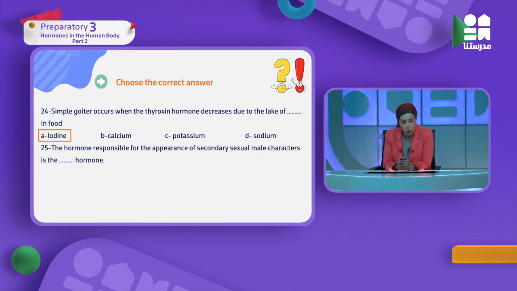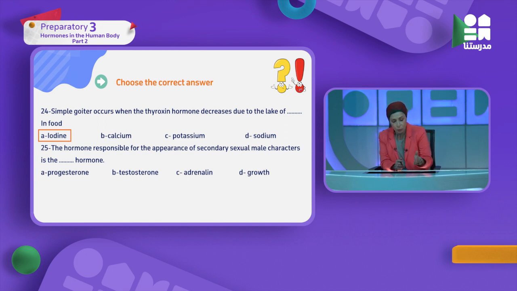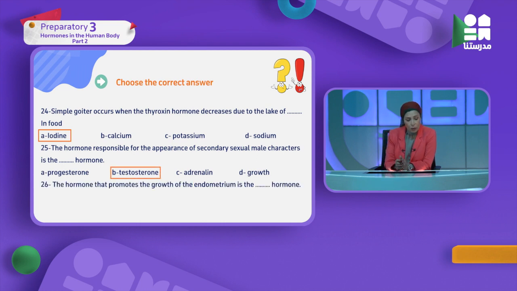The hormone that is responsible for the appearance of secondary sexual male characters is which hormone? Of course here, sexual male characters, my mind goes right away to the reproductive glands and the reproductive hormones. Who is it? Male, since he said male, which hormone? Progesterone or testosterone or adrenaline or growth hormone. So the hormone responsible for the male sexual characteristics is the testosterone hormone.